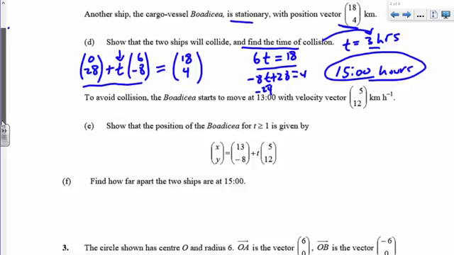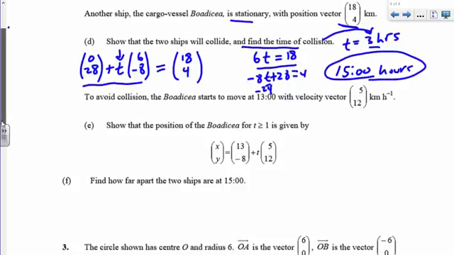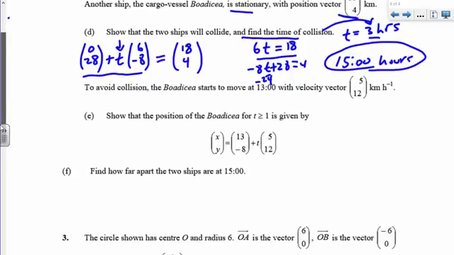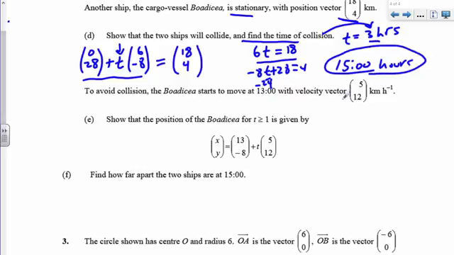To avoid a collision, the body starts to move at 1300 hours and has this velocity vector here. Show the position of the body for t greater than or equal to 1 is given by this. Okay, alrighty, so as you can see here, this is the velocity vector, and they've given it to me right here. Okay, and they want this thing to move. Show the position is given by this. Okay, there's a couple ways we could do that.